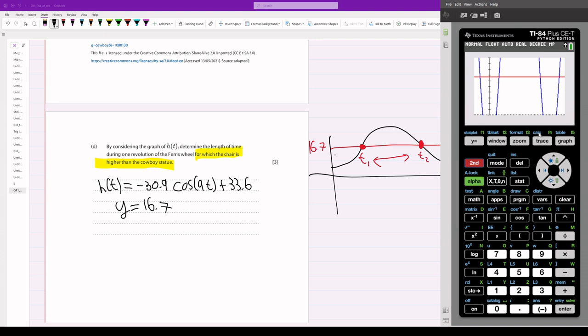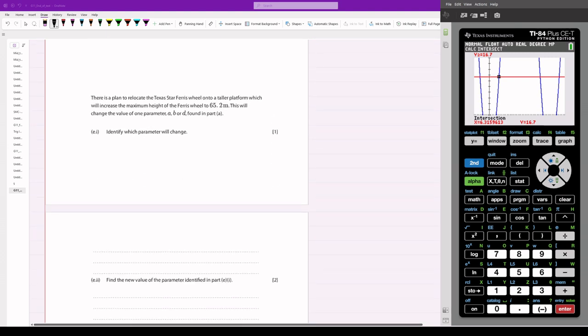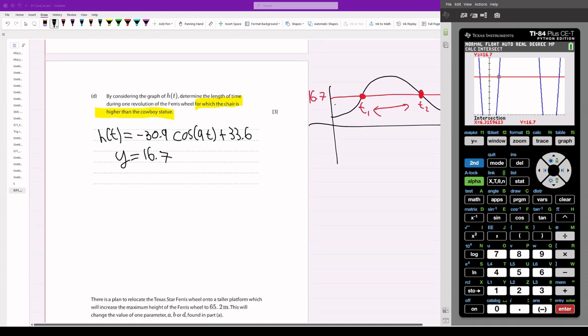So second, calc, intersect. First curve, let's just follow it through. Oh, there you go, nearly missed it. That blue one is my first curve, that red one is my second curve. I don't know why it asked me to guess, it's very strange. Anyway, so intersection is 6.315, so let's make that 6.32. T1 is equal to 6.32.